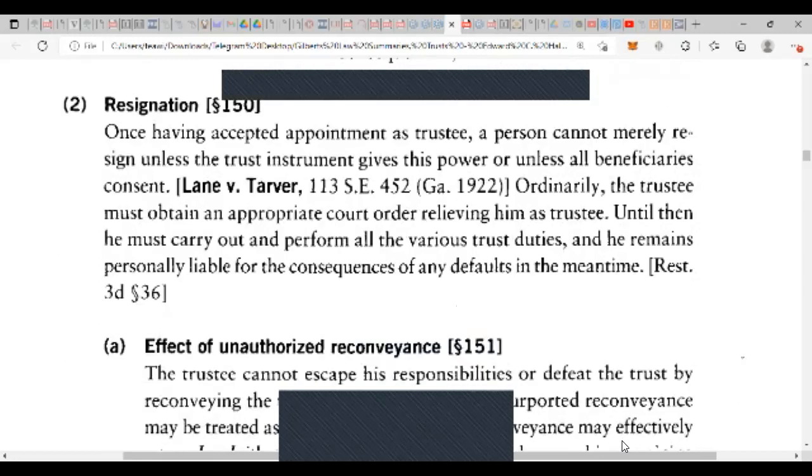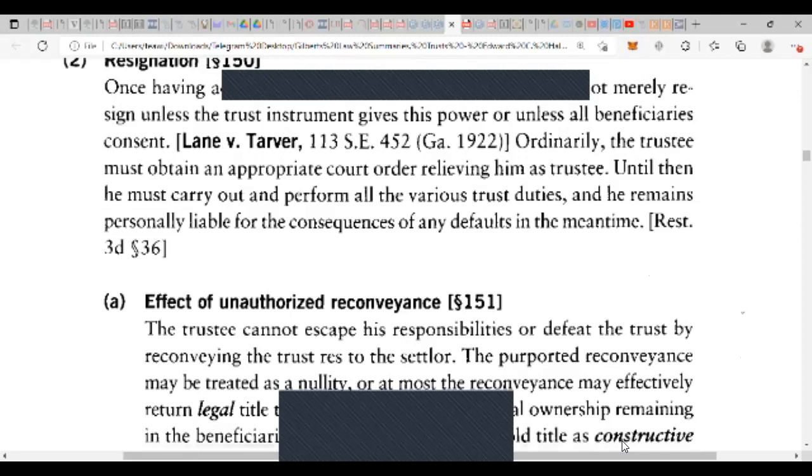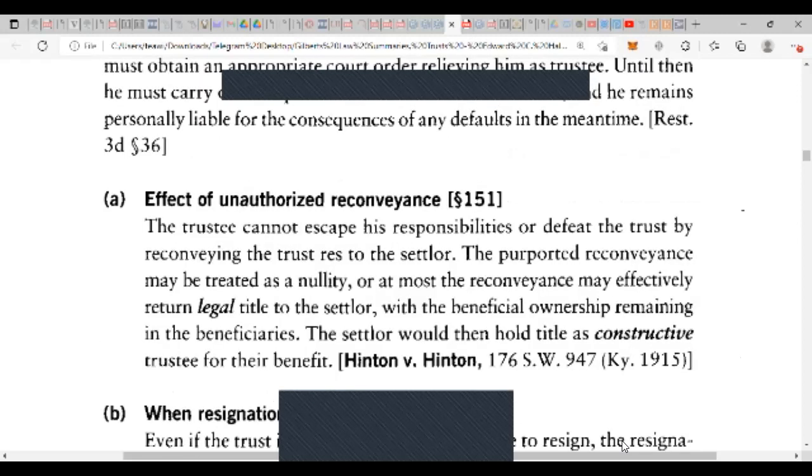Number 2, resignation, Section 150. Once having accepted appointment as trustee, a person cannot merely resign unless the trust instrument gives this power or unless all beneficiaries consent. Lane versus Tarver, 1922. Ordinarily, the trustee must obtain an appropriate court order relieving him as trustee. Until then, he must carry out and perform all the various trust duties, and he remains personally liable for the consequences of any defaults in the meantime. Restatement 3D, Section 36.